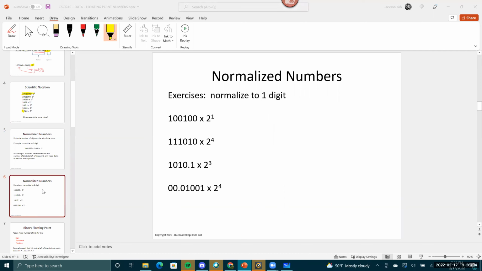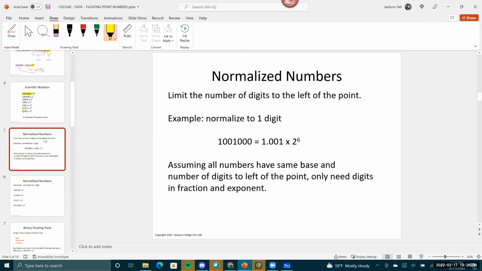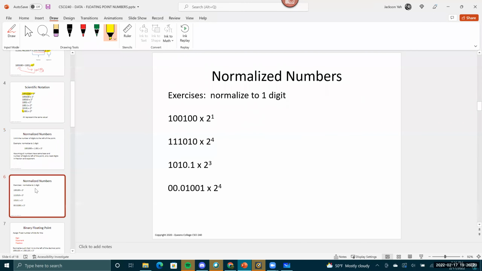Can you go back to the last slide for a second? Okay. Thank you. Done? Yeah, I'm good. Thanks. Okay, so have at it. Normalize these 4 numbers to one digit.